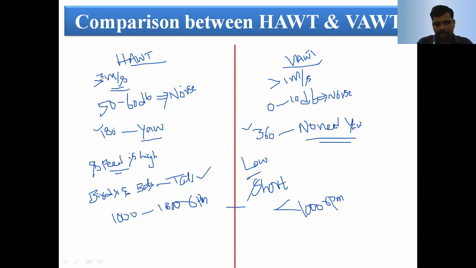And here the power generation is maximum. That is the power generation in horizontal axis windmill is maximum. And in vertical axis windmill, the power generation is minimum. But all the places they are preferred for the horizontal axis windmill. Only few of the places they are preferred for the vertical axis windmill.